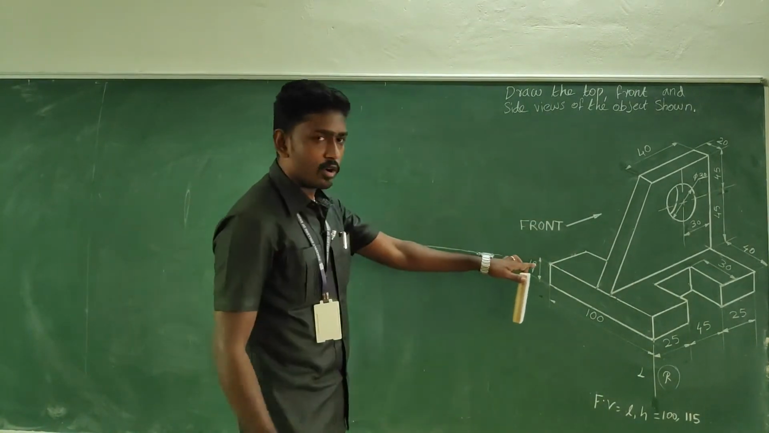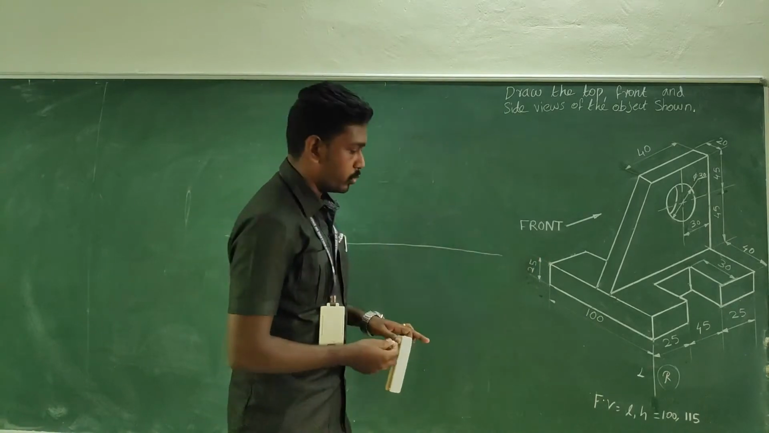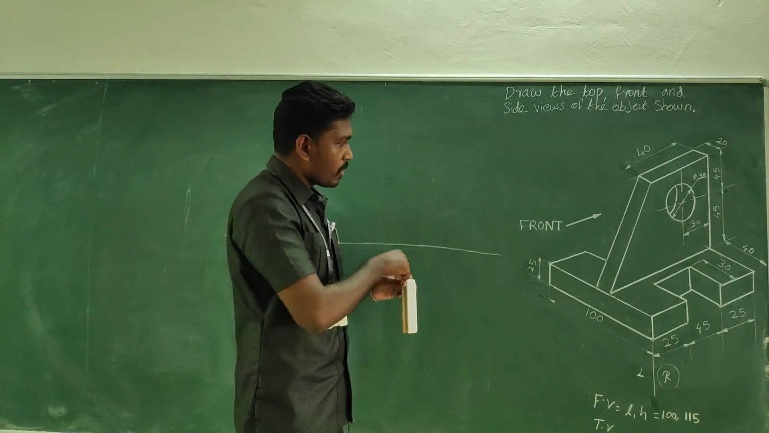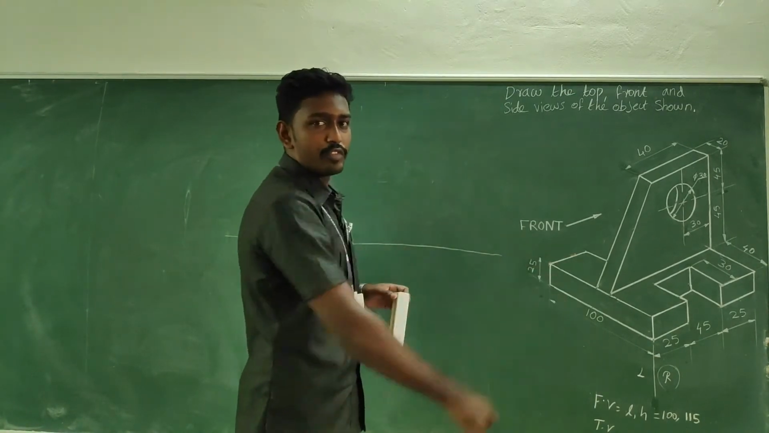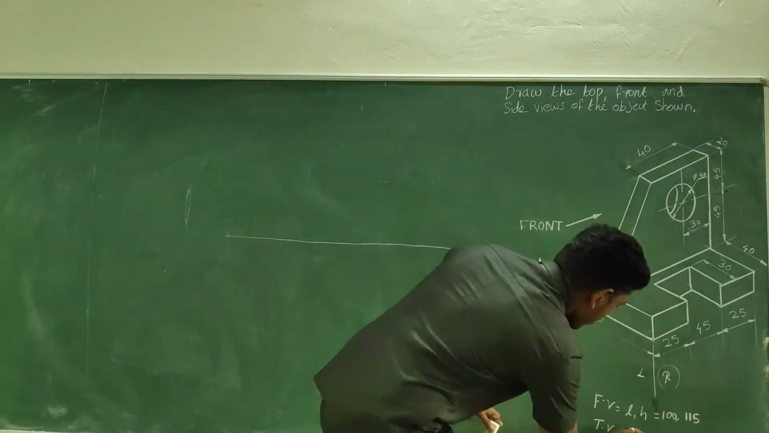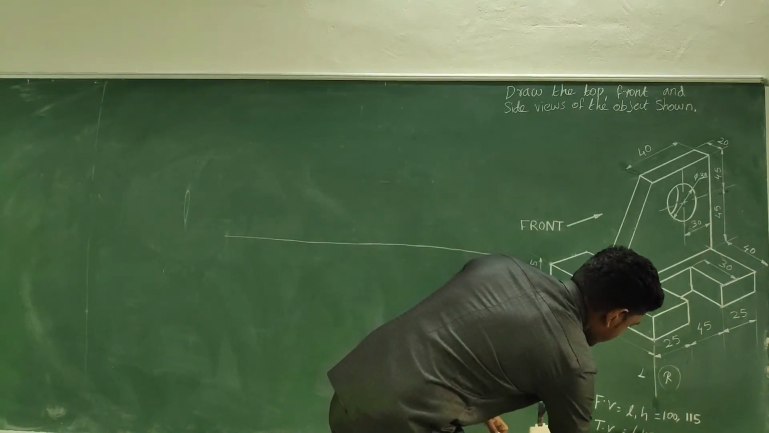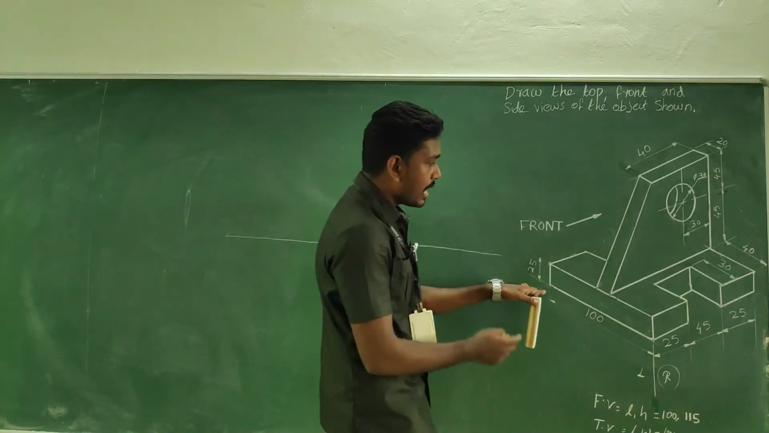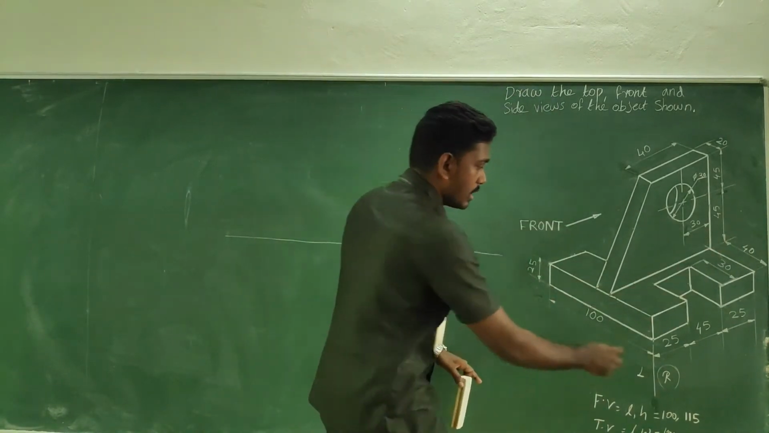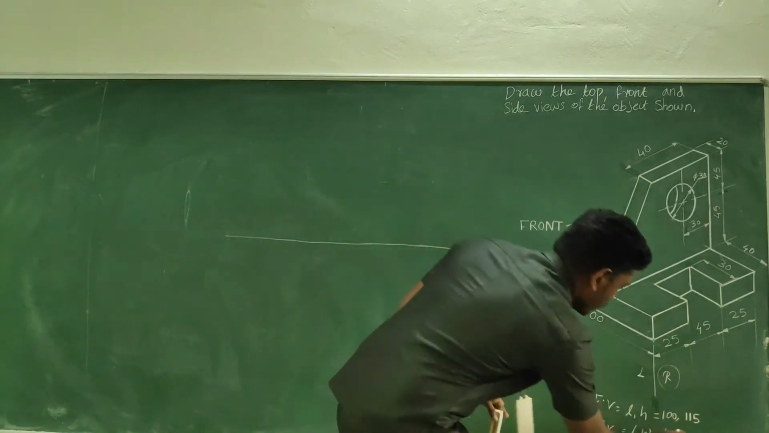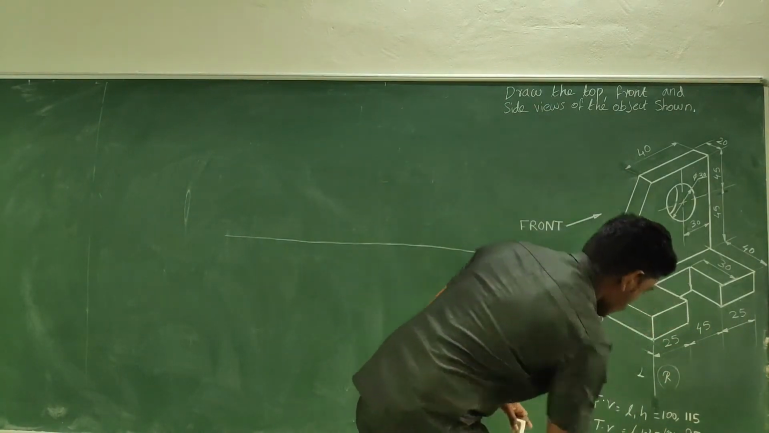And next, what about the top view? The top view covers the length and width of the object. The length of the object is already known. It's 100. And what about the width of the object? 25 plus 25, 50, plus 45, 95. So we get 95, right?